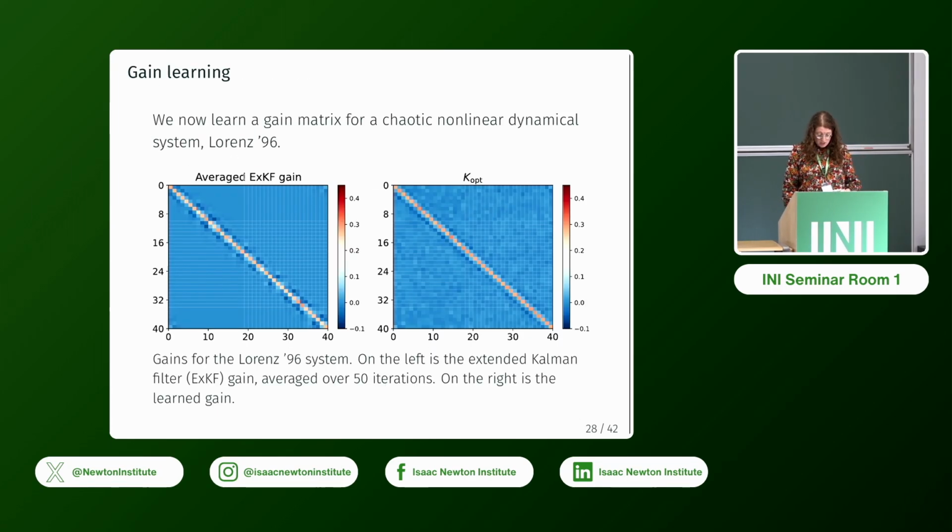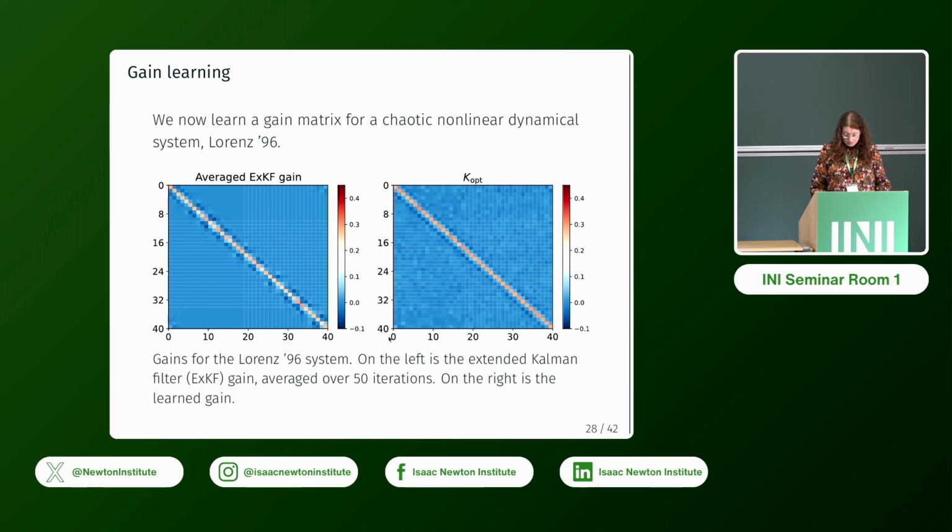So we see some visual similarities and some important features. We have this kind of banded structure, which is due to the physics of the problem. And we also have, it's hard to see, but in these corners, this is due to the fact that it's circular. We also have correlations here. And so this does a good job learning again.